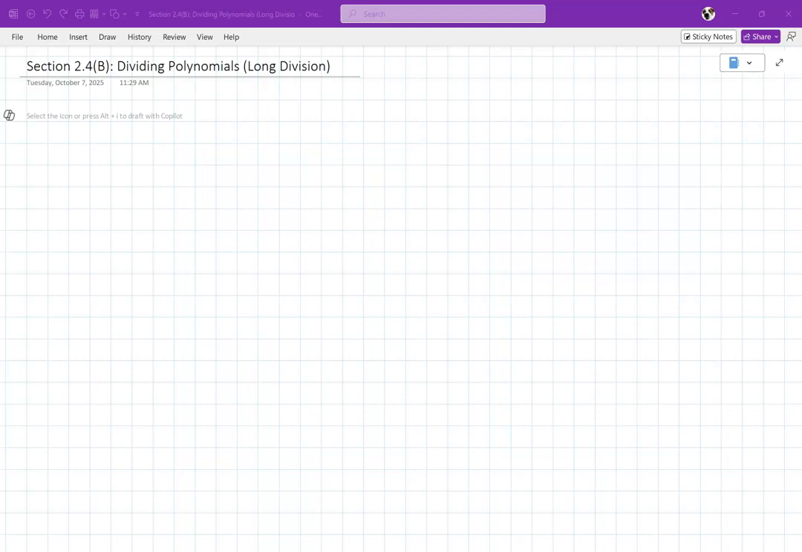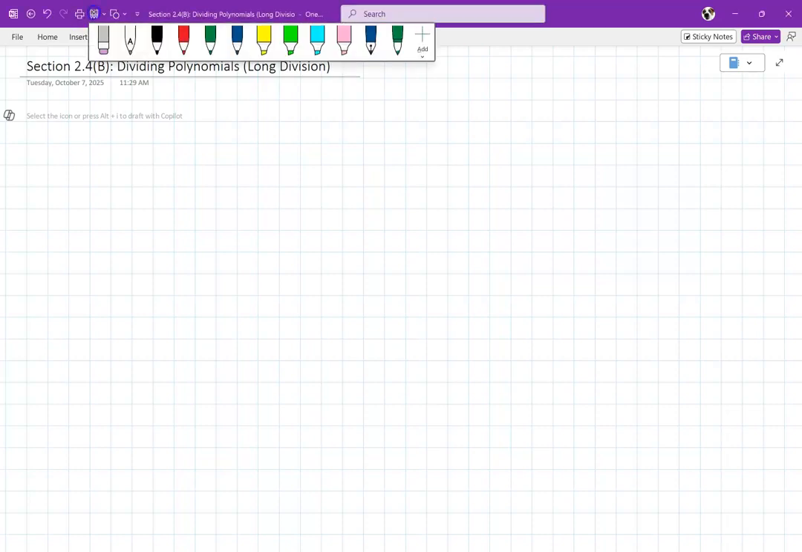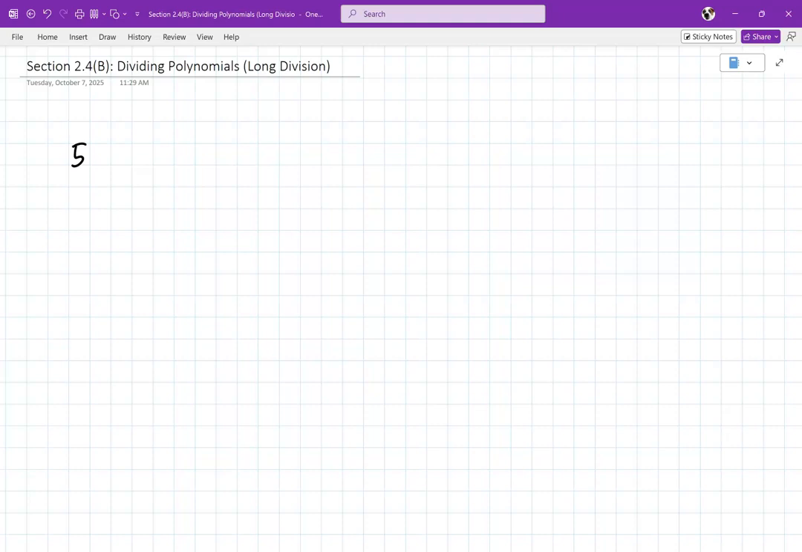All right, so for this section, section 2.4, part B, we're going to be doing long division. Again, I'm going to show you guys a really quick problem just to show you what you're supposed to know right now, okay? So if I were to say, let's say, 274 divided by 5, okay?